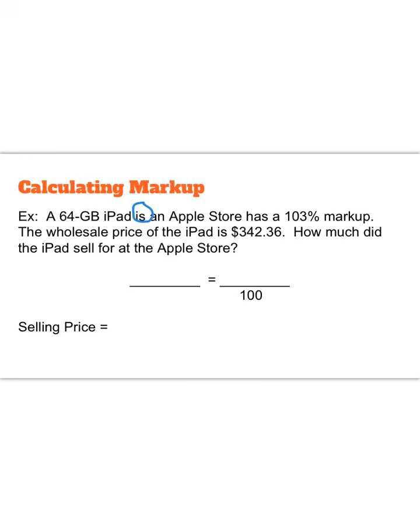Well, I'm going to start putting things into my proportion. Notice the 100's already placed because that's where it lives all the time. Here we have our percent, and remember we're going to put that over 100, but we're not going to use the percent sign. And then it says the wholesale price. Now remember, that's what the store is going to pay for that product, just to get it into their inventory. So their wholesale price goes down here. And we don't know how much they're going to mark it up.